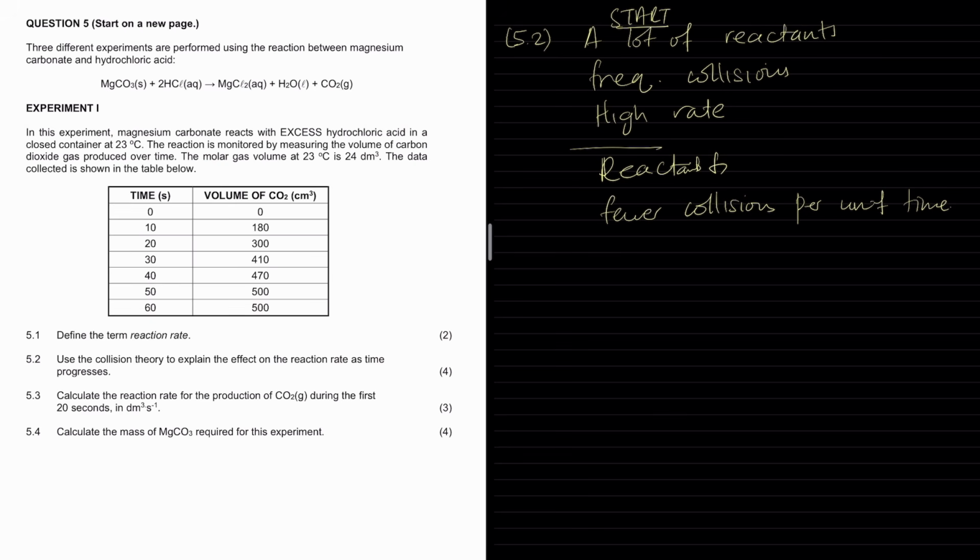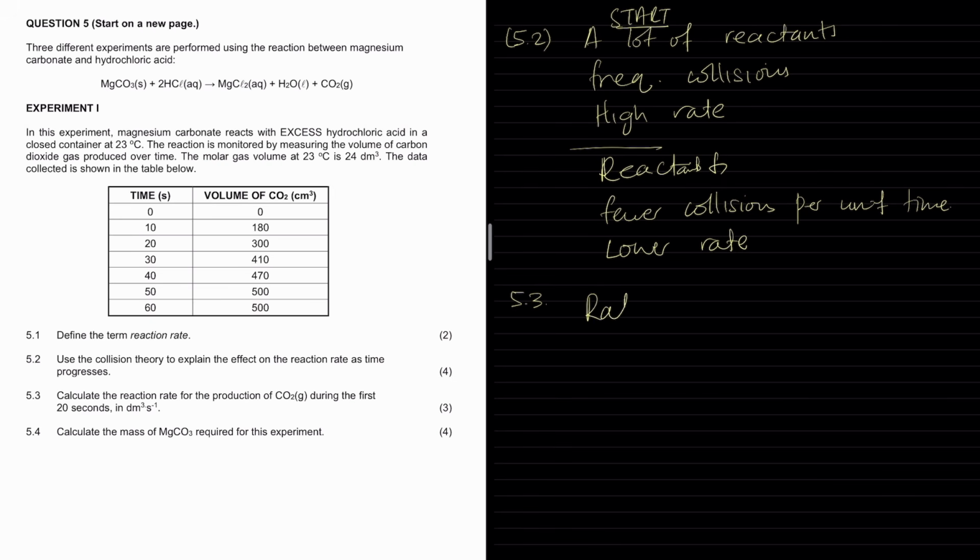And that will mean that you're going to have a lower rate. And so as the reaction progresses, the rate of the reaction will decrease. Question 5.3, calculate the rate or the reaction rate for the production of CO2 during the first 20 seconds.